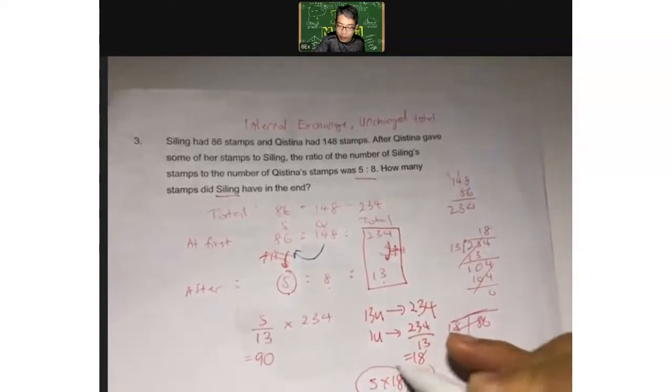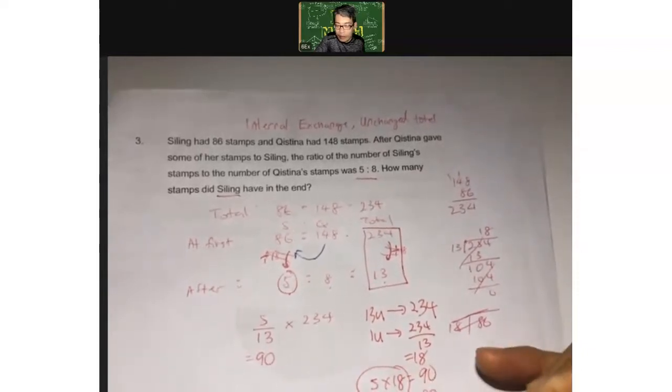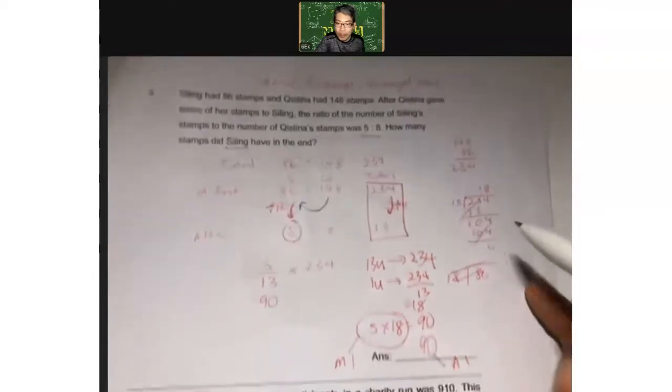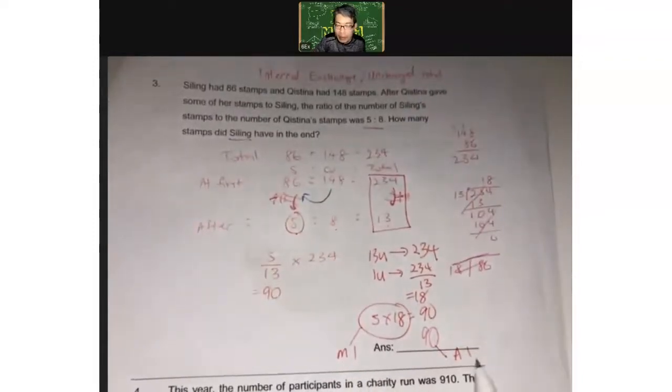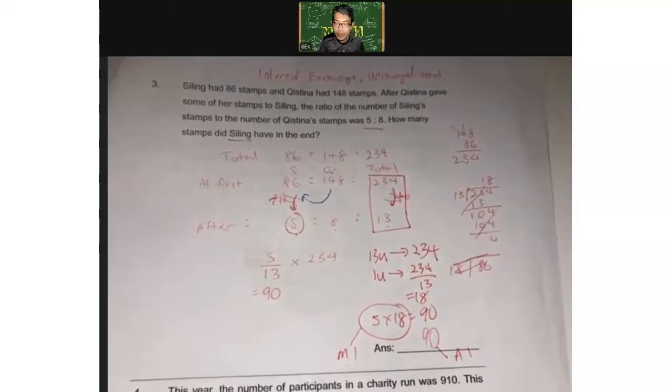Your method mark will be from this step. Answer mark will be this step. Now, when I'm explaining this about method and answer, this will also help you if you are my student who received the marked paper. Then you will know why you didn't get marks, or why you only got part of the marks. Let's go to question 4.